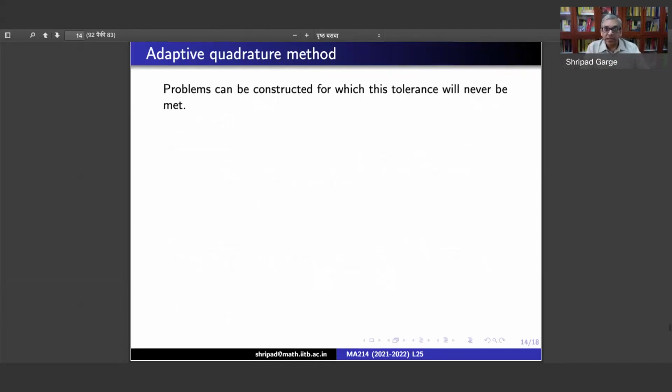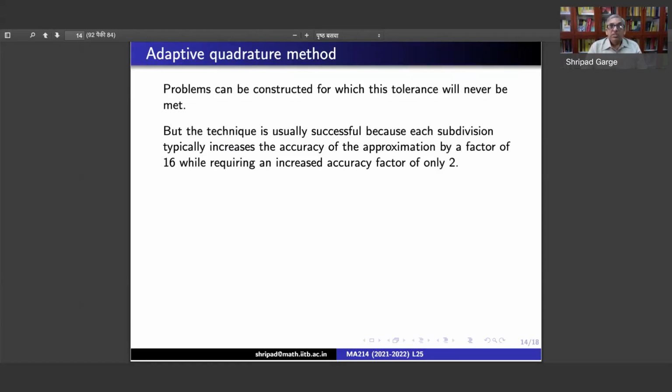So actually problems can be constructed where this tolerance will never be met. There are some very strange problems which will have to be artificially constructed, because in most of the natural cases this tolerance range is met after some such steps of halving the intervals. But because at each subdivision you are increasing the accuracy by a factor of 16, whereas we are only asking whether the accuracy is improving by a factor of 2.